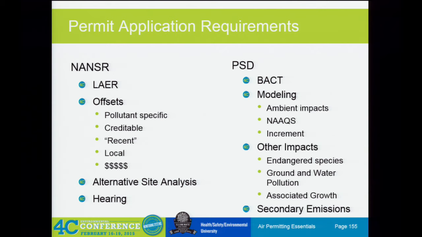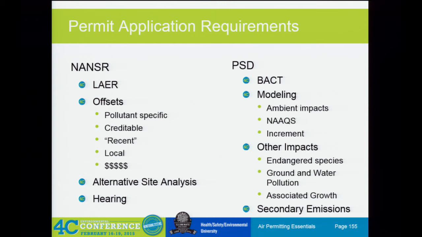So there's a lot of little details that are involved with this alternative site analysis that at this point, if you're triggering non-attainment permitting, you're probably not going to be doing the permitting yourself. You'll be bringing in a bunch of experts to help you prepare these applications.